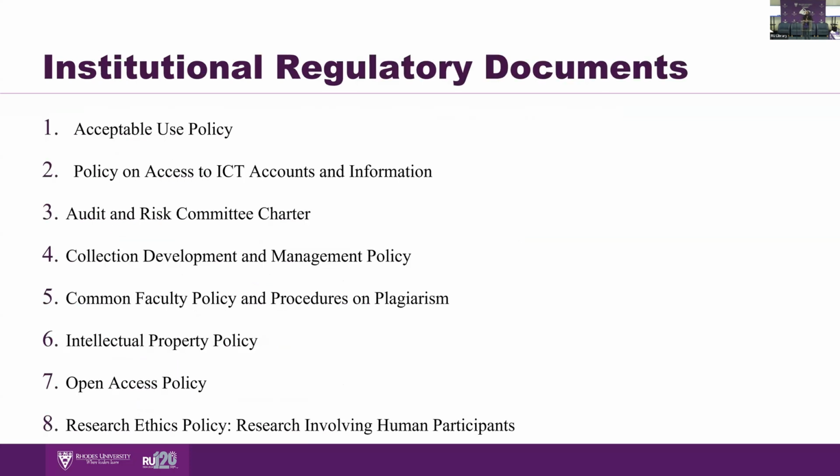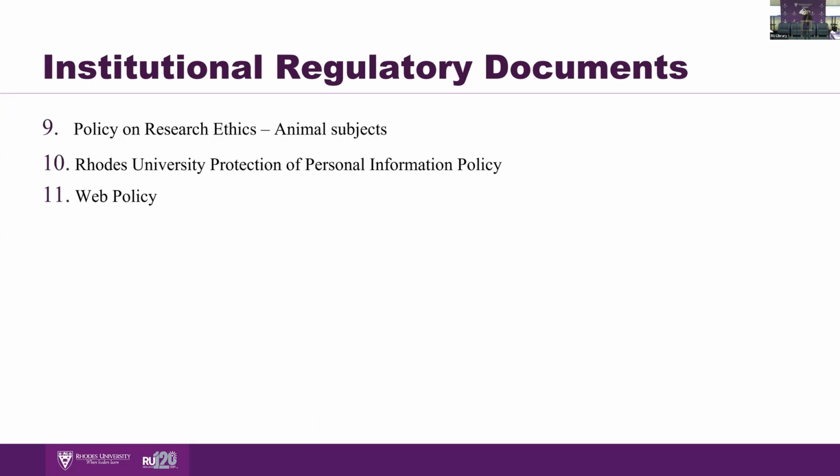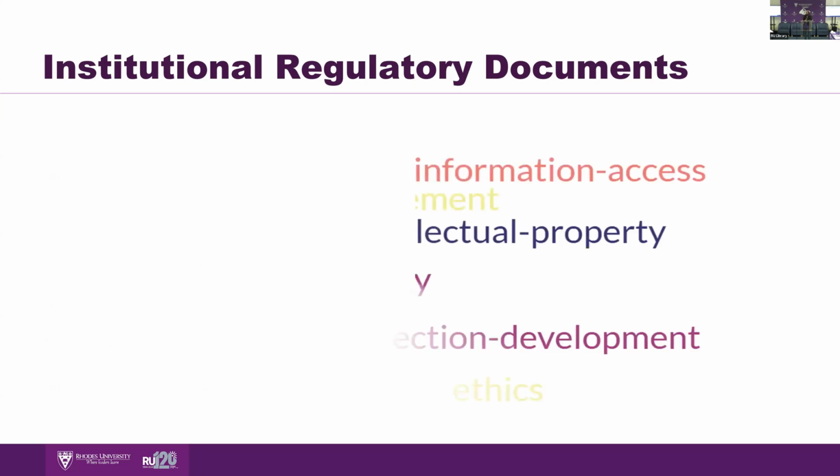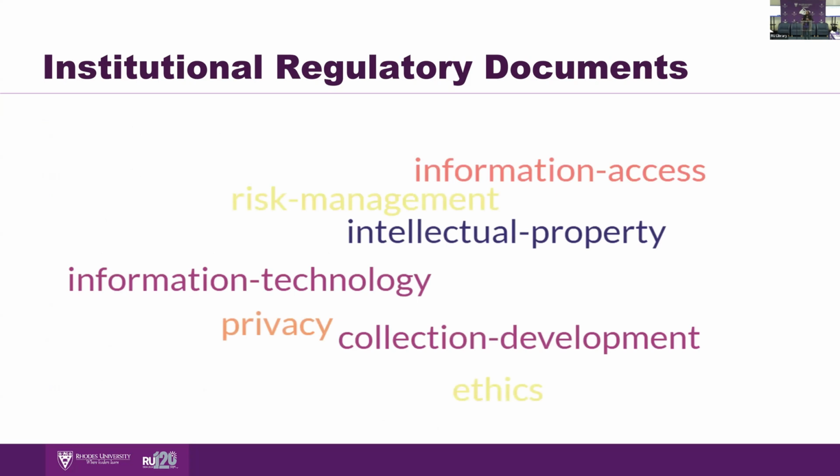Now, at the institutional level, in terms of institutional regulations, this is now at Rose University, so I just did an assessment. There are at least 11 policies at Rose University that state something about research data management, indirectly at least. So they cover certain aspects of research data management, but we do not necessarily have a research data management policy at the university at the moment. If you look at those 11 policies, you can group them into various categories or areas that they address. So they address information access, risk management, intellectual property, information technology, privacy, collection development, and ethics.